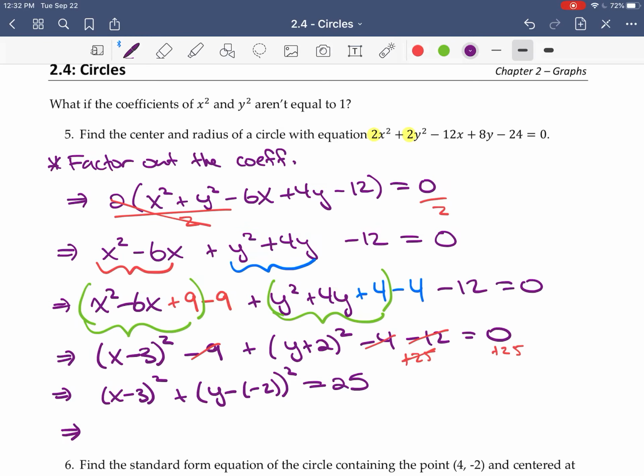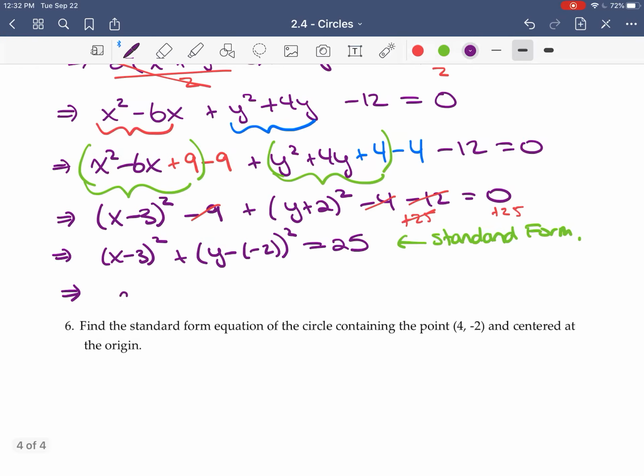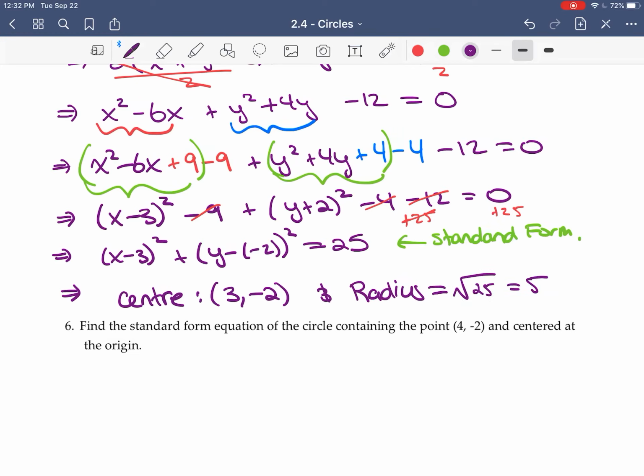So now we're in standard form. Now we know the center of our circle is going to be 3, negative 2, and the radius is going to be the square root of 25, which is just 5. So now we can easily read the center and the radius for this circle.